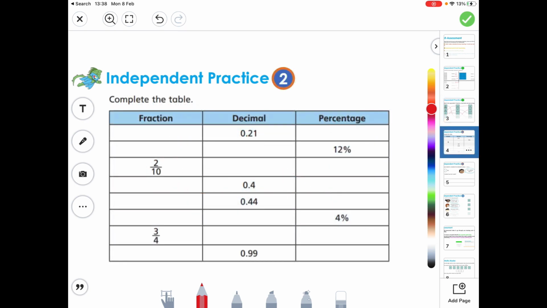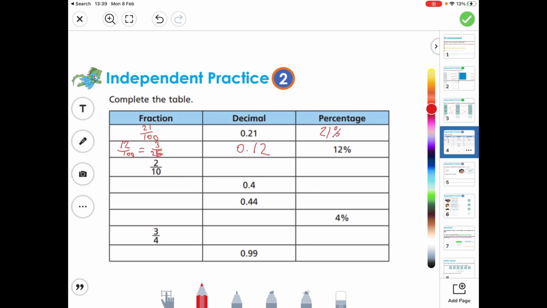Slide number 4. Complete the table. You have to write the equivalent fractions, decimals and percentages. Well, the first one, the fraction would be 21 over 100, and the percentage would be 21%. Here, the decimal will be 0.12, and 0.12 as a fraction would be 12 over 100, which can be simplified. 12 over 100 can be simplified to 3 over 25. We can divide it by 4, so 3 over 25.